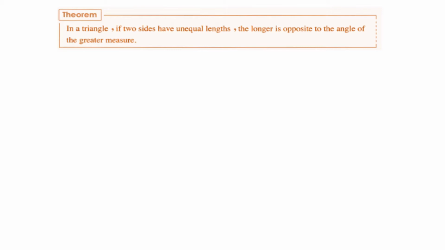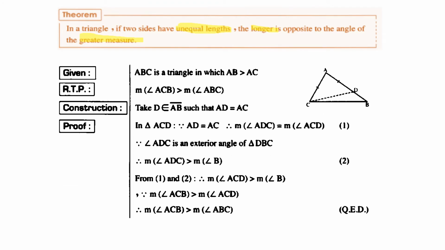If two sides have unequal length, what does it mean? It means that one of these two sides is smaller than or greater than the other. So the longer side is opposite to the angle of the greater measure. So the longest side is opposite to the greatest angle. Why? To understand why, look at this triangle ABC.